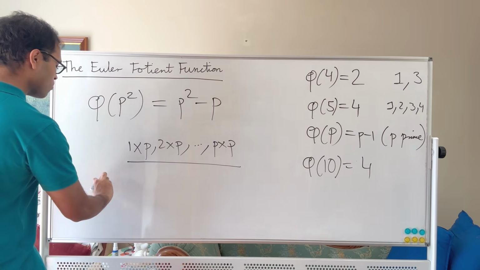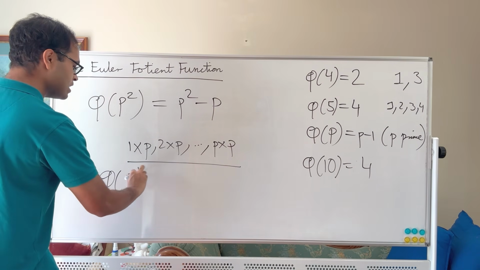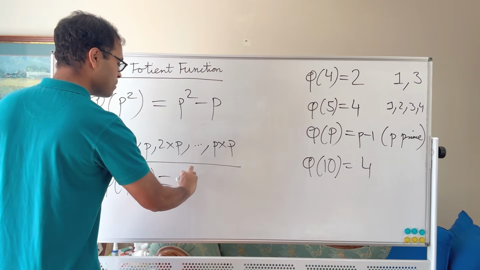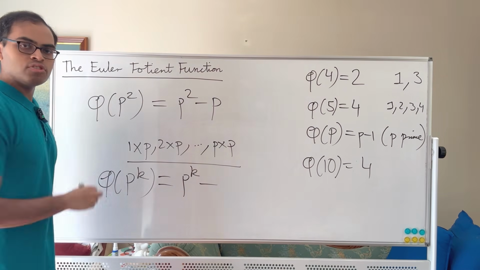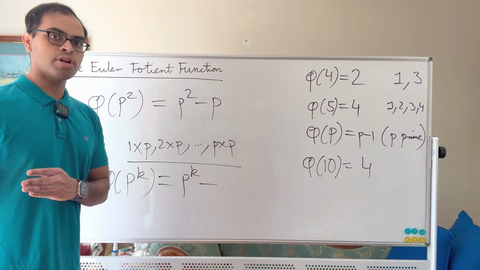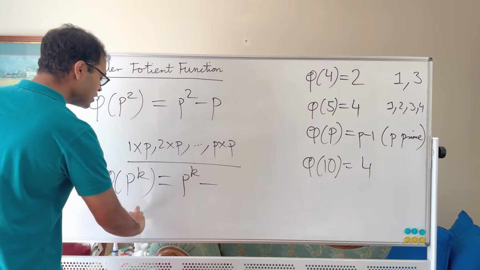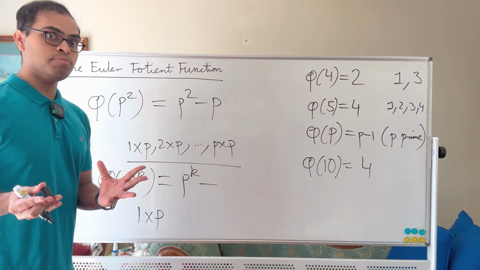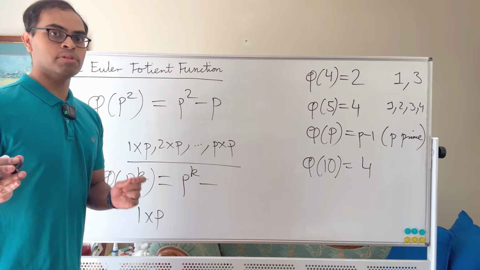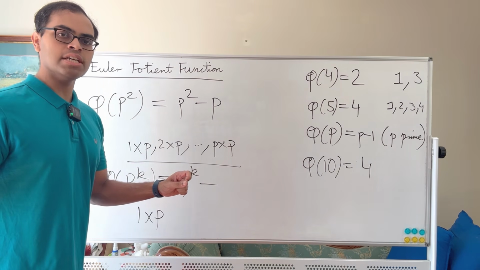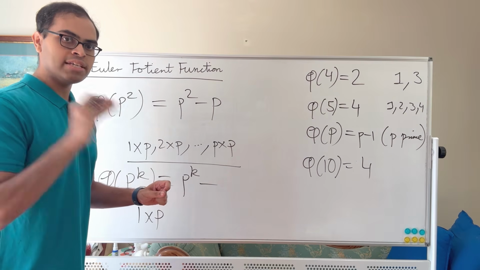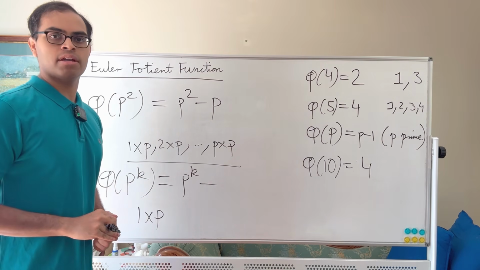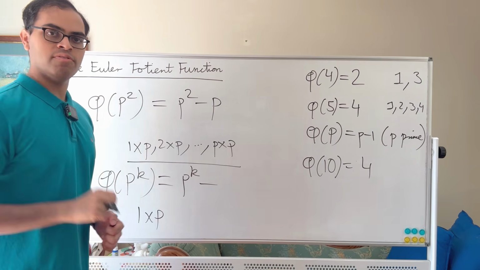We can actually figure out what phi of p to the k is for any positive integer k. Phi of p to the k is going to be p to the k minus something. What are the numbers from 1 through p to the k that are relatively prime to p to the k? Well, all the multiples of p basically, because for a number to be relatively prime to p to the k, it should not be divisible by p, because if you take its prime factorization, it's not going to have a common divisor with p to the k if and only if p doesn't appear in that prime factorization. So we do not want it to be divisible by p.